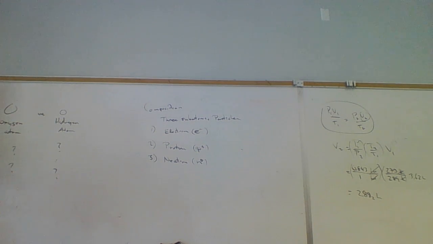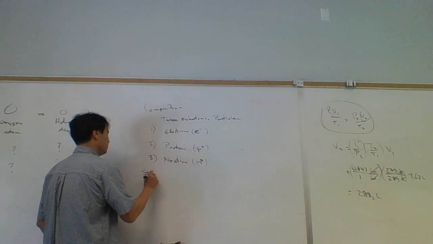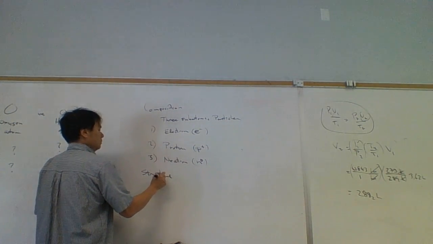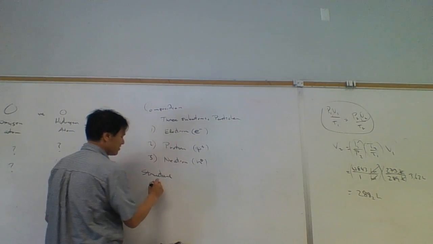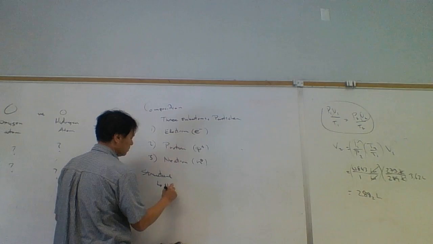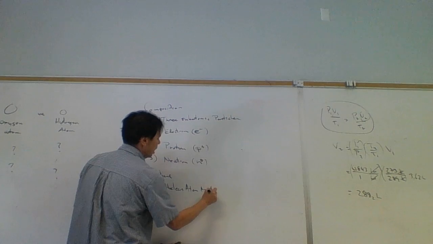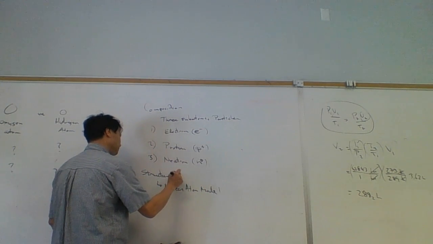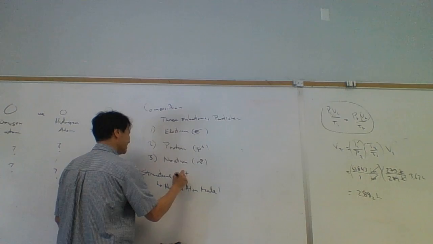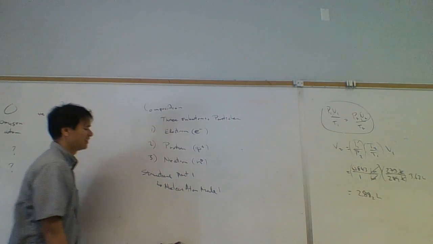So the first thing is we look at what is the compositional difference between oxygen and hydrogen? And then what's the compositional difference between heavier oxygen and lighter oxygen? And then what we look at is the structure. When we look at the structure of the atom, we have something called the nuclear atom model. This is structure part 1, nuclear atom model.